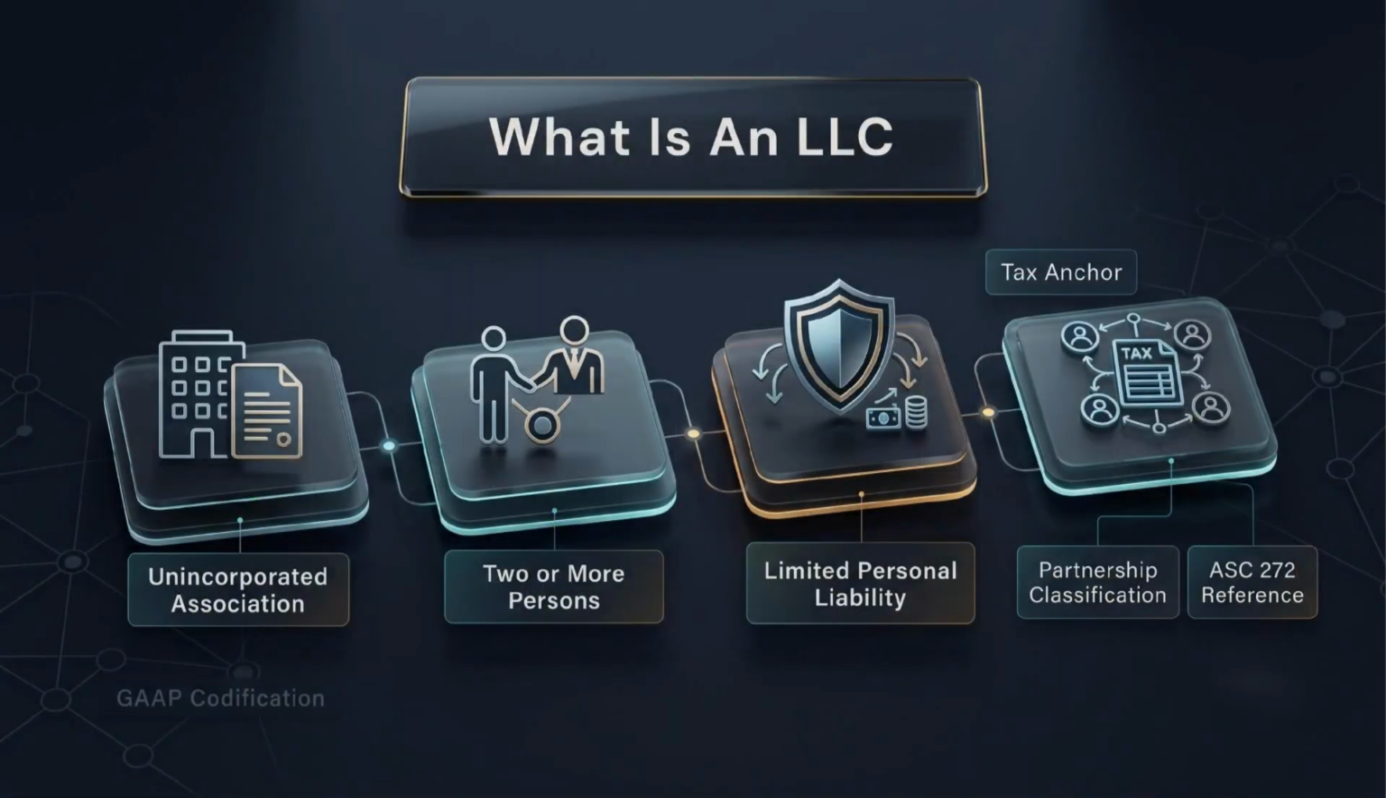A limited liability company or LLC is described using three basic anchors in this guidance. It is an unincorporated association, it involves members rather than shareholders, and the members generally have limited personal liability for the entity's debts and obligations. That legal liability shield is the big idea behind the form. But remember, limited personal liability changes legal exposure. It does not erase the accounting need to present the entity's financial position clearly.